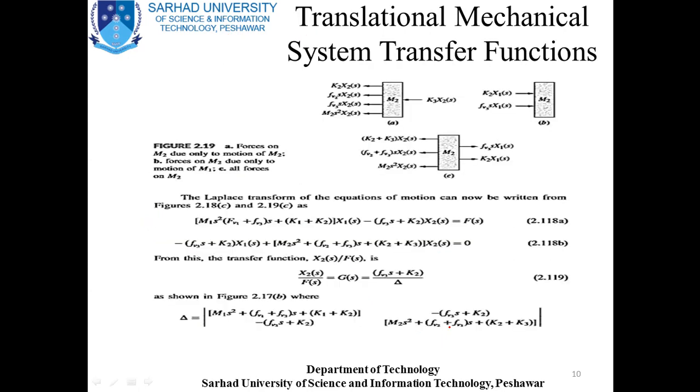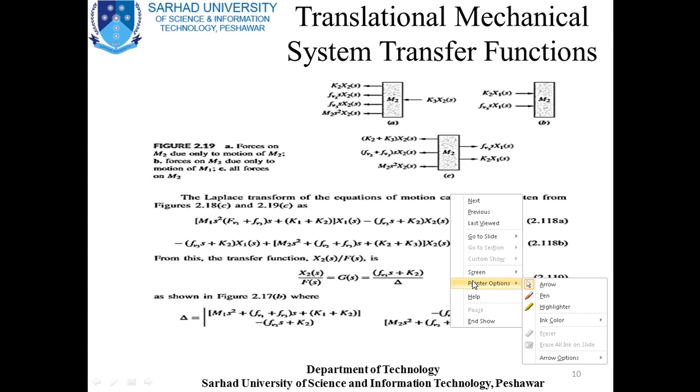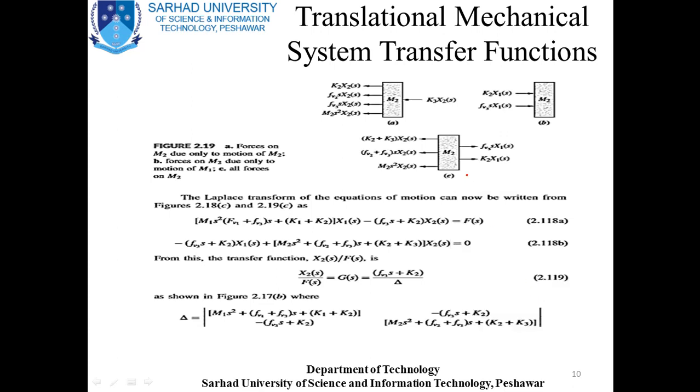Similarly, you can find another set of forces on mass m2. So if you hold m1 and move m2 to the right, these will be the forces that will be occurring on m2. And if you hold m2 and move m1 to the right, these will be the forces that you will be getting on m2. Now if you sum both of these, you will be getting this equation.